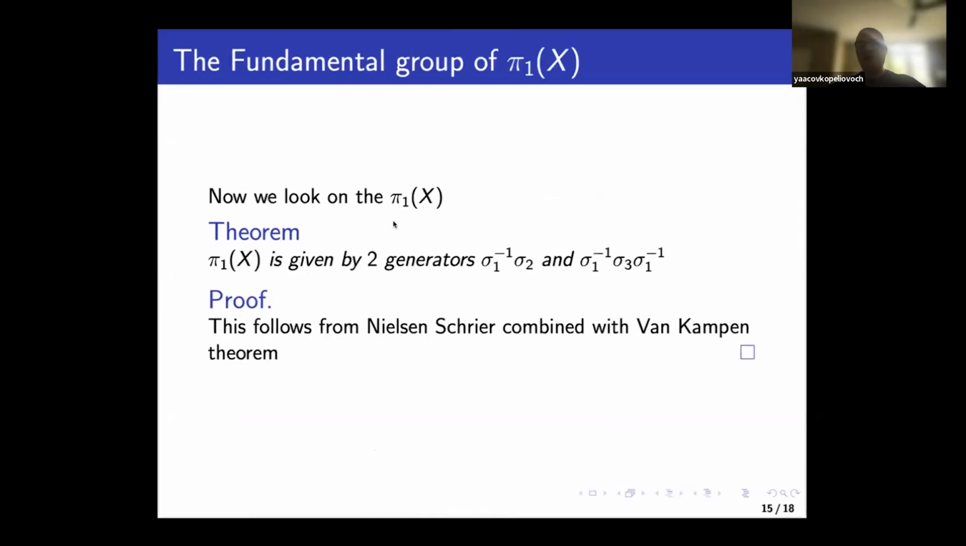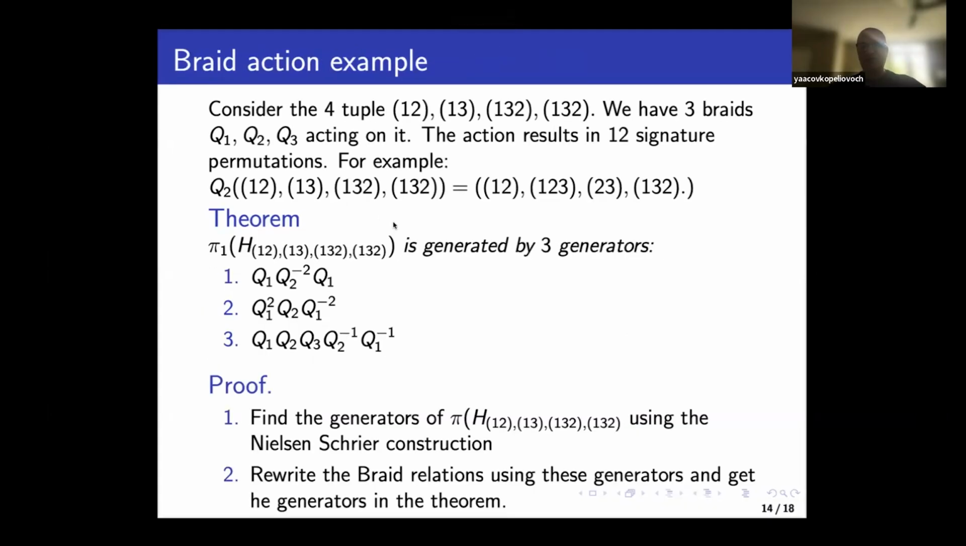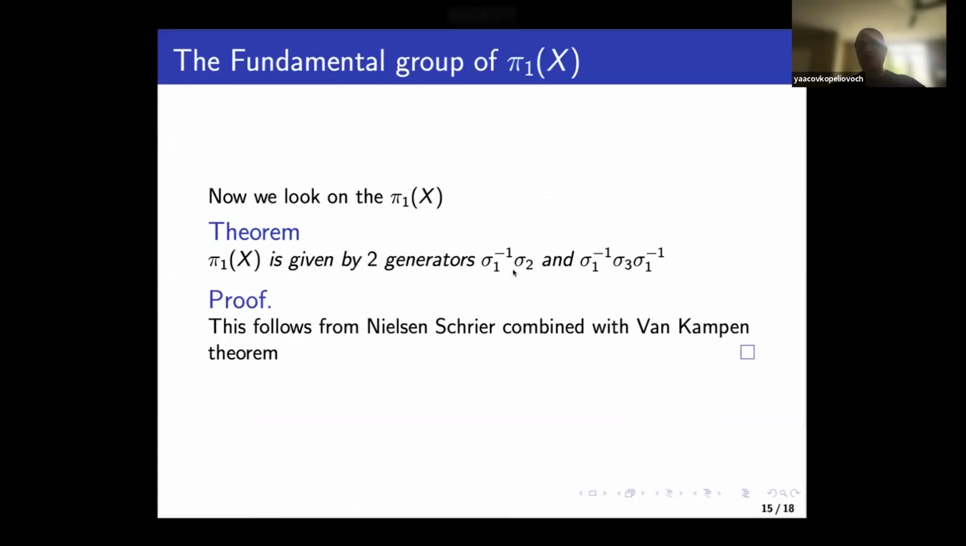Now look at pi 1 of X. You ask me how you find the homology basis. I found it because I actually figured out how to do it. This is a genus 1 curve. The homology basis is given by two generators, sigma 1 inverse sigma 2, and sigma 1 inverse sigma 3. What are those generators?